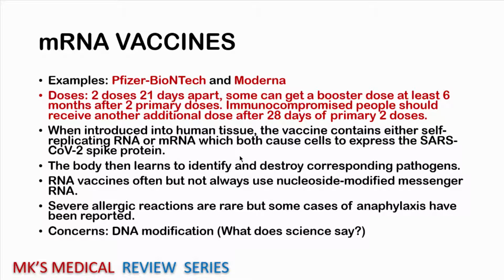Okay, so you're going to be introducing this into the human tissue, and the vaccine is going to be a self-replicating vaccine or mRNA, such that it's going to lead to cells in the body expressing the same spike proteins that are present on the coronavirus, such that the immune system is going to identify this and will be able to identify any other further COVID-19 pathogens that enter into the body. Now, these RNA vaccines are often, but not always, nucleoside modified messenger RNAs.